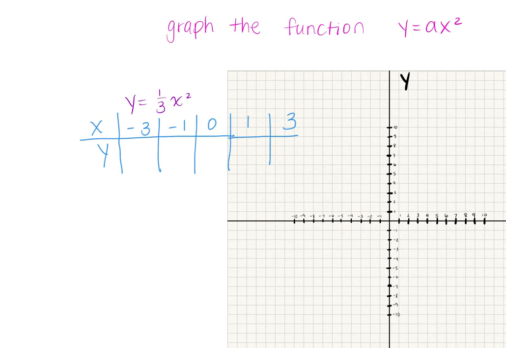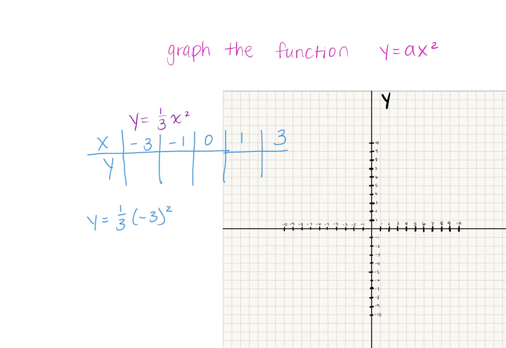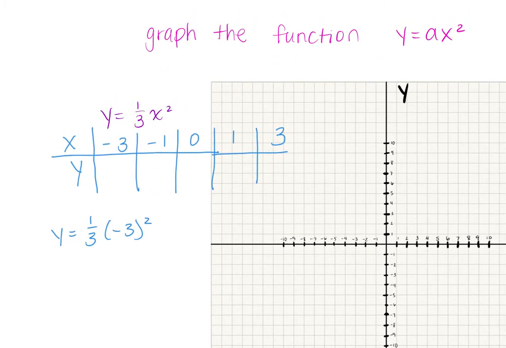Okay, so let's say we had x equals -3. So our equation is y equals 1/3 times -3 squared. I'll give you guys a second to copy this down, and then we'll talk about it.